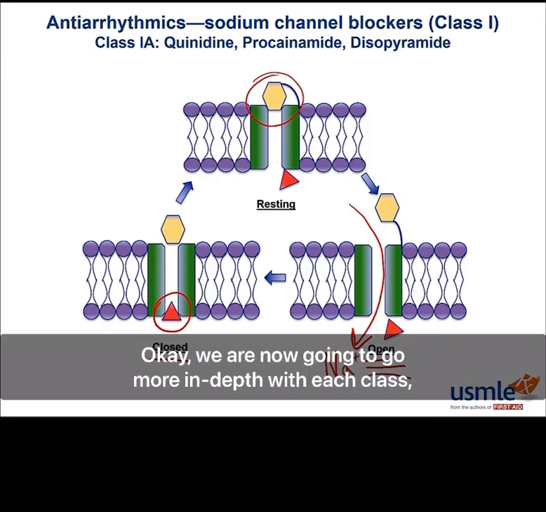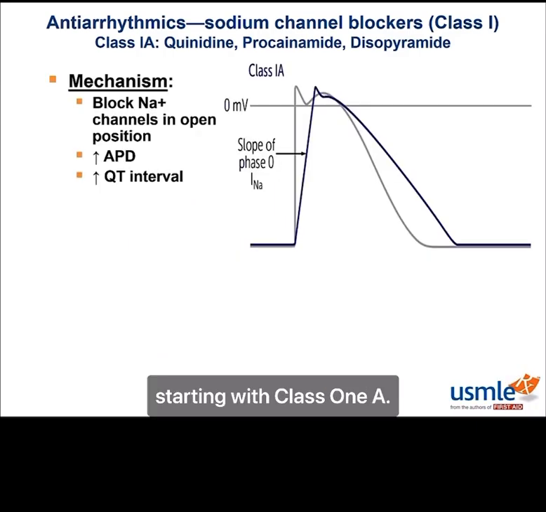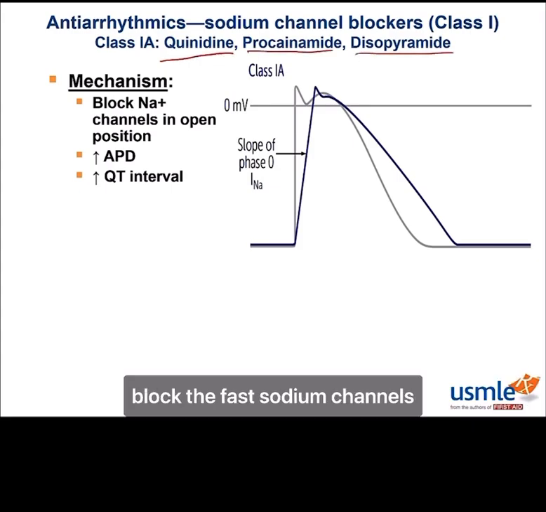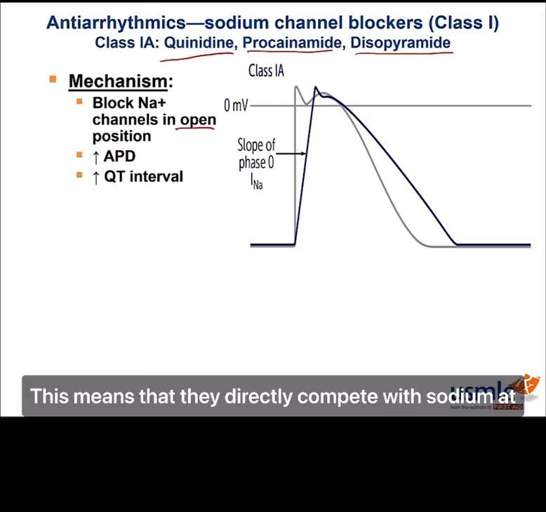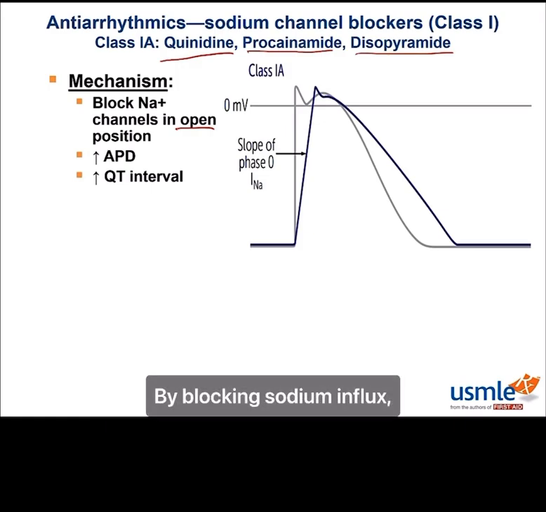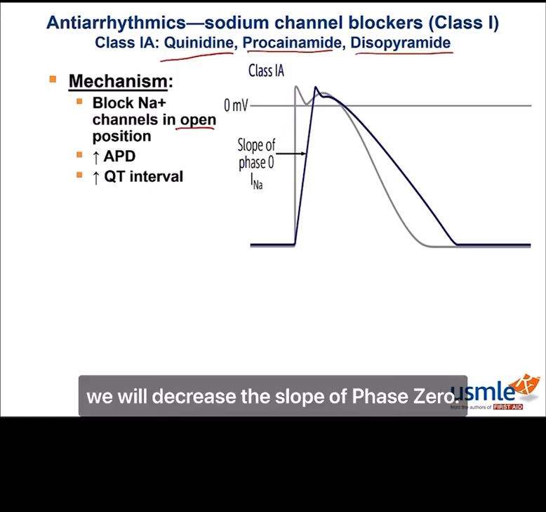Okay, we are now going to go more in depth with each class, starting with class 1A. These drugs, quinidine, procainamide, and disopyramide, block the fast sodium channels in the active or open state. This means that they directly compete with sodium at the transmembrane pore when the cells are depolarizing at fast heart rates. By blocking sodium influx, we will decrease the slope of phase 0.